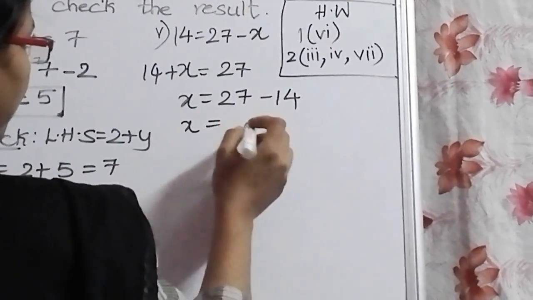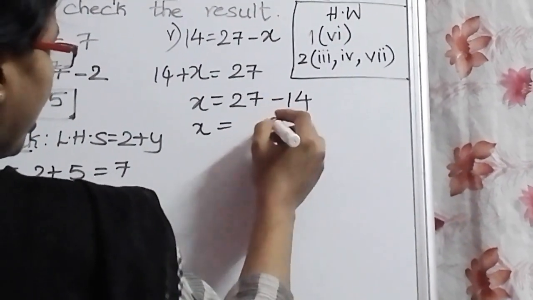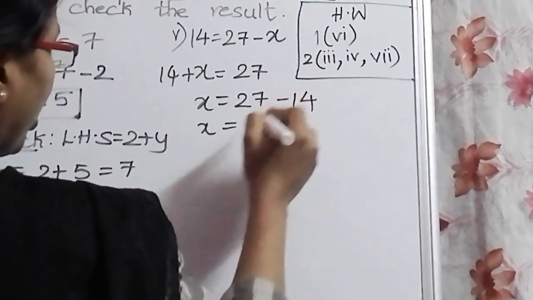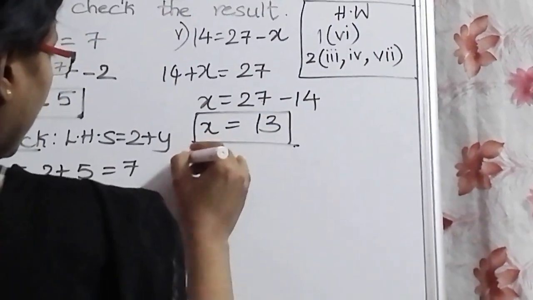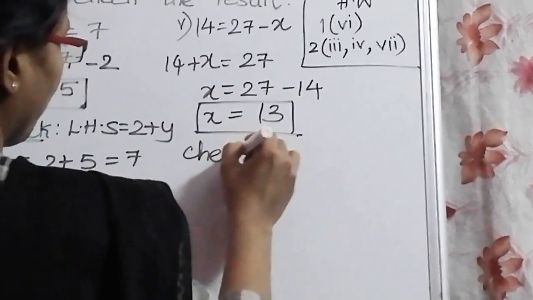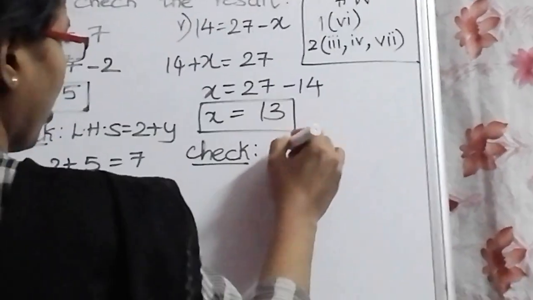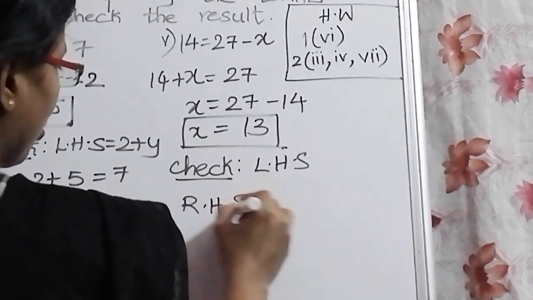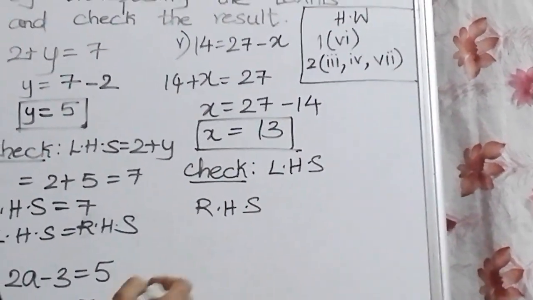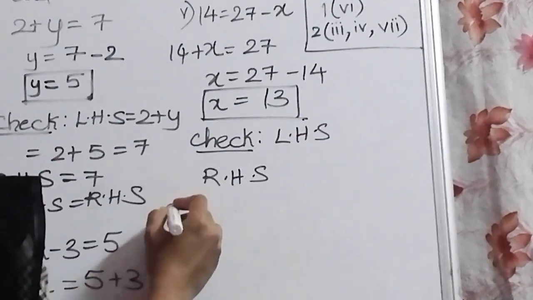Now subtract. 7 minus 4 is 3. 2 minus 1 is 1. So the value of x is 13. Checking you have to do. For all the problems from now onwards, you should check. LHS you should check, RHS you should check, and tally whether it is equal or not. Next, sixth bit.